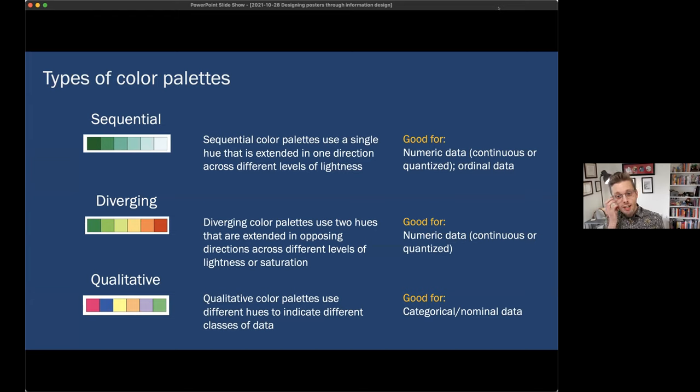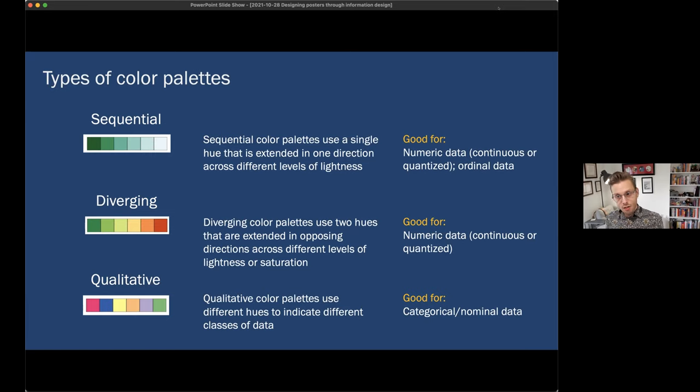So there are three primary types of color palettes. We have sequential color palettes, diverging, and qualitative. And these different kinds of color palettes are useful for different kinds of data. So sequential is useful for continuous data that increase or decrease in a single direction quantitatively.